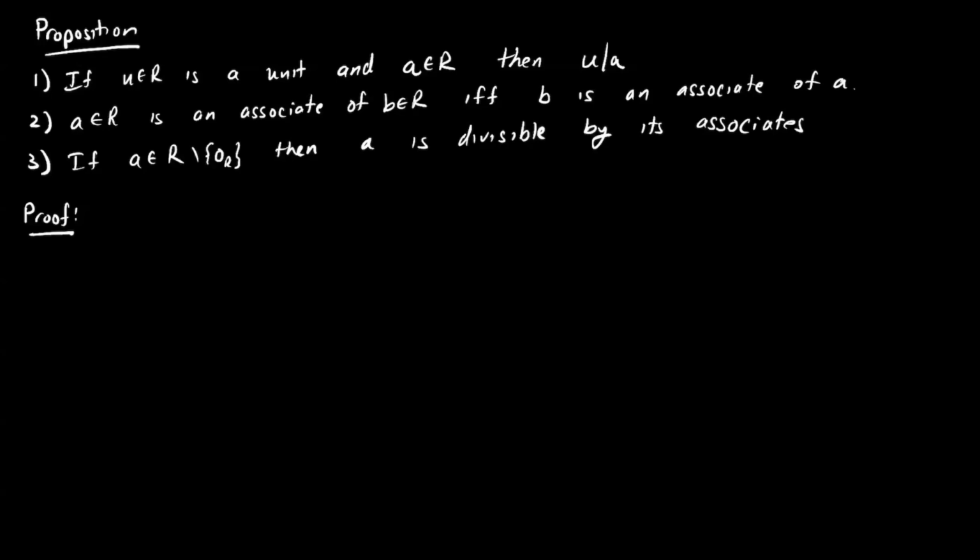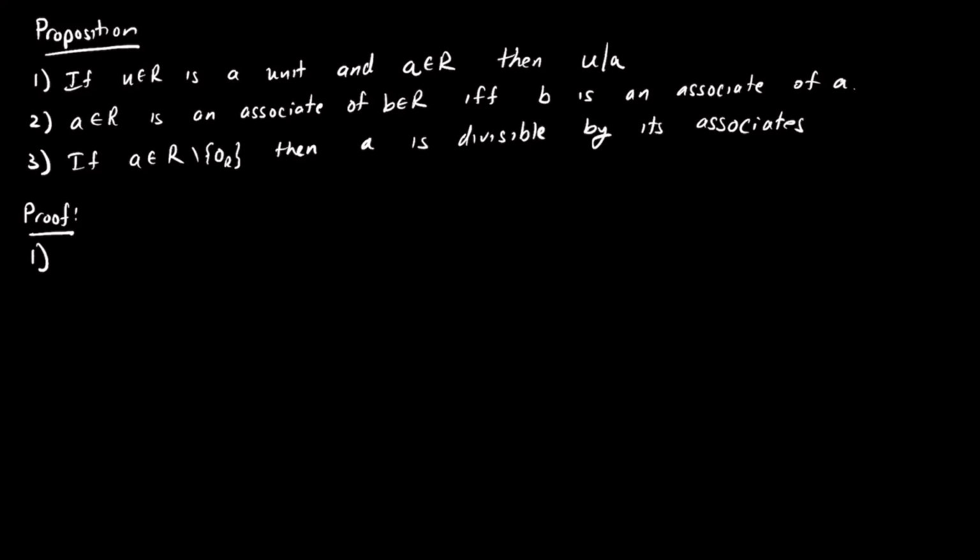Okay, so now we're ready to prove some simple facts that we'll find useful throughout the rest of this video. The first simple fact is that if I have a unit in my ring, then that unit divides every other element a in R. So I'll write: if u in R is a unit and a is any other element of R, then u divides a. So units divide everything in our ring. Another thing that's kind of obvious is that a is an associate of b if and only if b is an associate of a. This will be a quick proof. And then finally, if I take a non-zero element of my ring, then this element is divisible by its associates. Okay, so let's prove this.